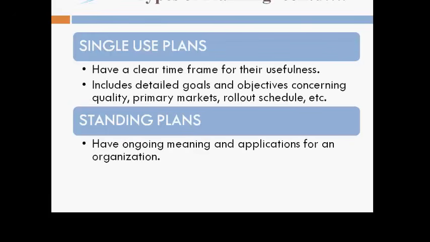There are two different types of plan. One is a single use plan, the other is a standing plan. A single use plan is made once and it is used once. Maybe in a particular situation or some contingency, you develop one particular plan and you implement it. Let's go through it. It has a clear time frame for its usefulness. It includes detailed goals and objectives concerning quality, primary markets, rollout schedule, etc.